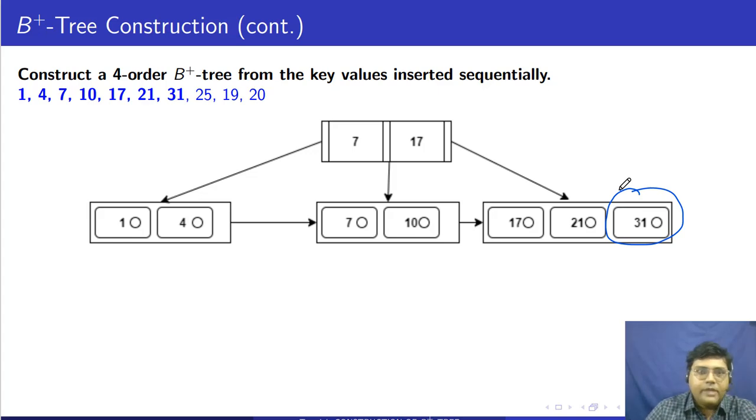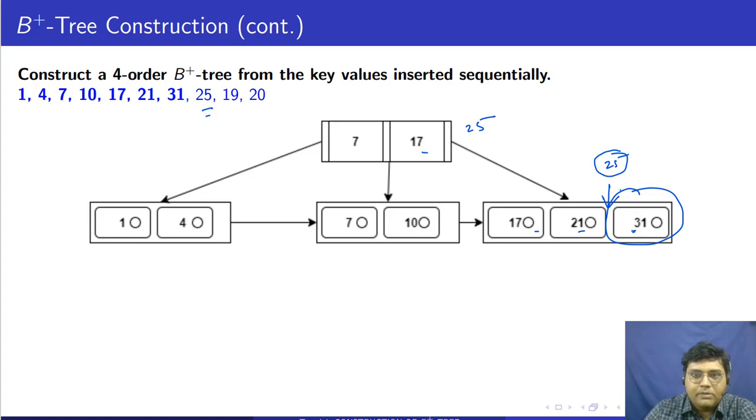So next we are trying to put 25. So where will the 25 go? 25 is greater than 17, greater than 21, but it is lesser than 31. So it must be inserted here. But again the problem is the node is already full, right? So now we need to split the node. Where will it split? It will split from 25 only, because on the left side I should have 2 keys, right? So 25 will go up.